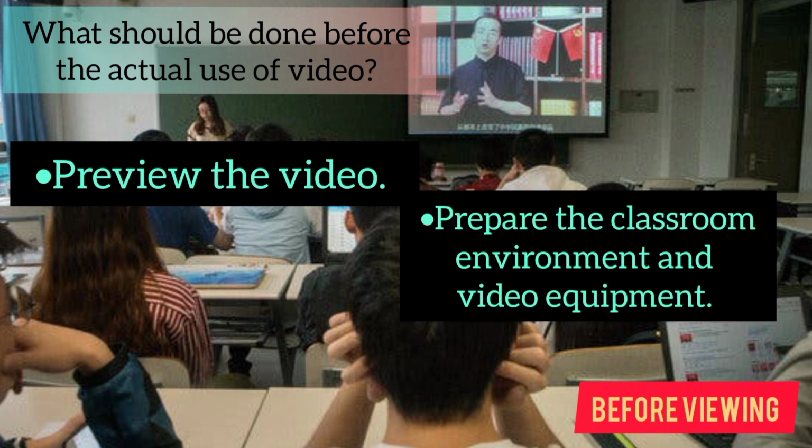Next, prepare the classroom environment and the video equipment. We need to prepare the equipment that we are going to use to run the video. We need to test whether the equipment is working well and also test if the video can be best viewed in a room with low light, a bright room, or a completely dark room.